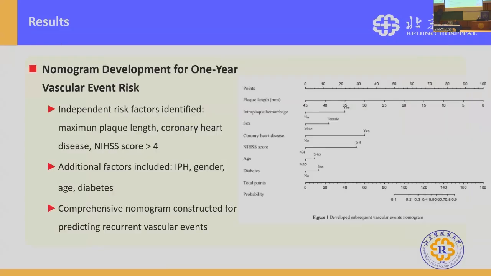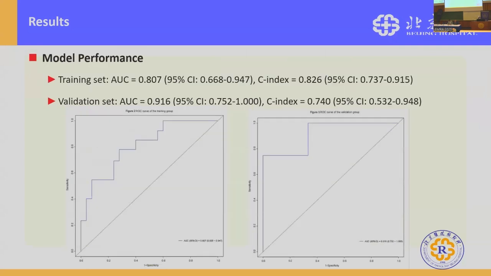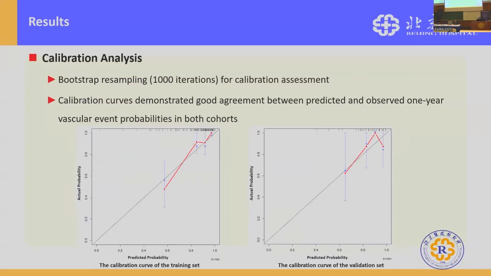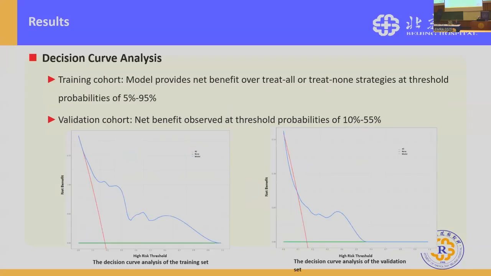A nomogram incorporating these factors plus intraplaque hemorrhage, sex, age, and diabetes was developed. The AUC for the training set was 0.807 with a C-index of 0.826. For the validation set, the AUC was 0.916 and the C-index was 0.74. Calibration curves demonstrated good agreement between predicted and actual probabilities in both sets.